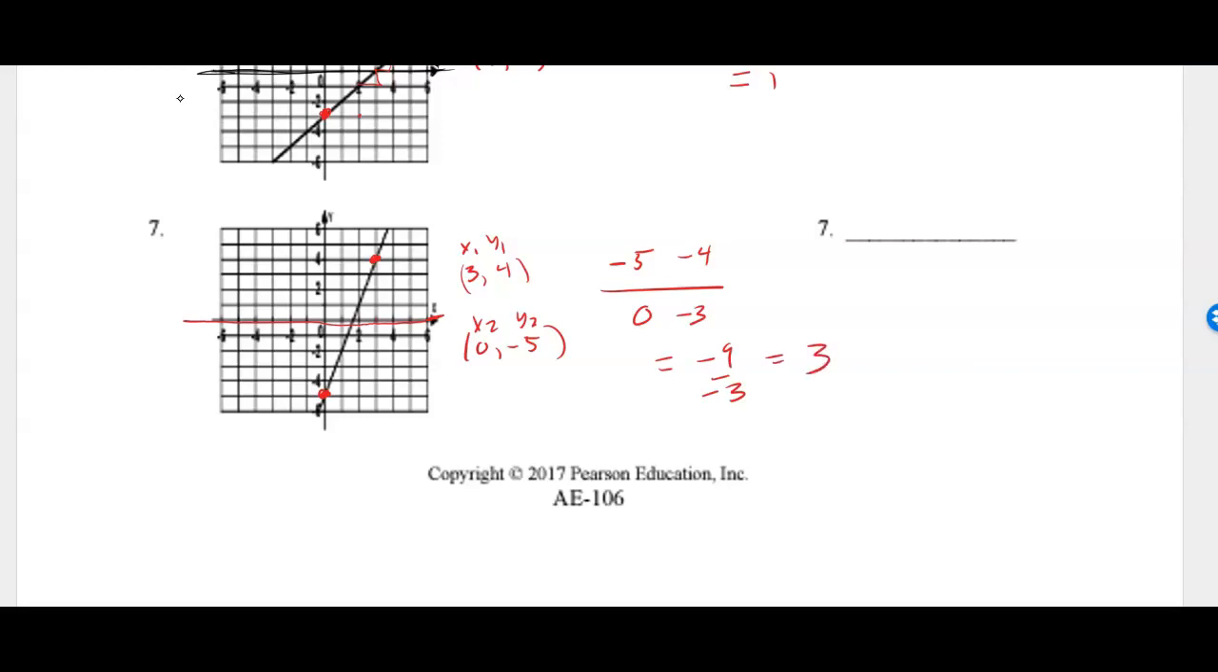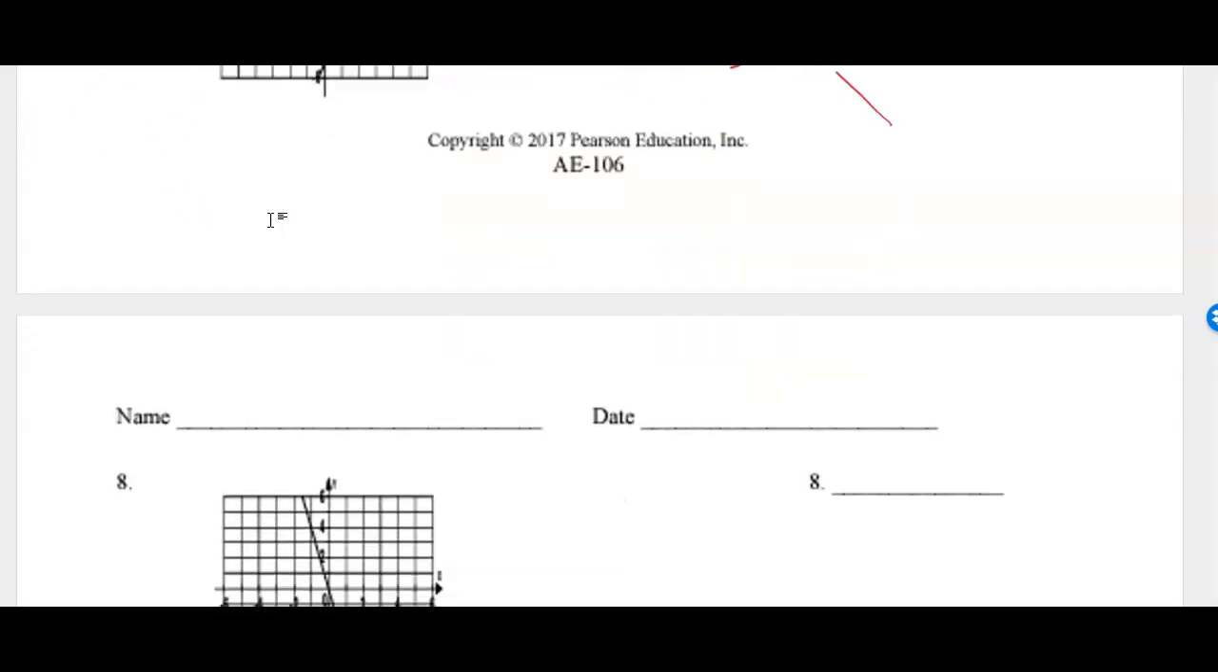Does positive make sense? Yeah, because this line is rising. And it's a little steeper than my last line. My last line was a 1. This is a higher value. The steeper the line is, the higher this number is. If it's steep but falling, it'll be a higher negative. It'll be like a negative 3 or negative 5. But this answer is a 3. Move on to problem 8. Stop the video and try it and come back and see.